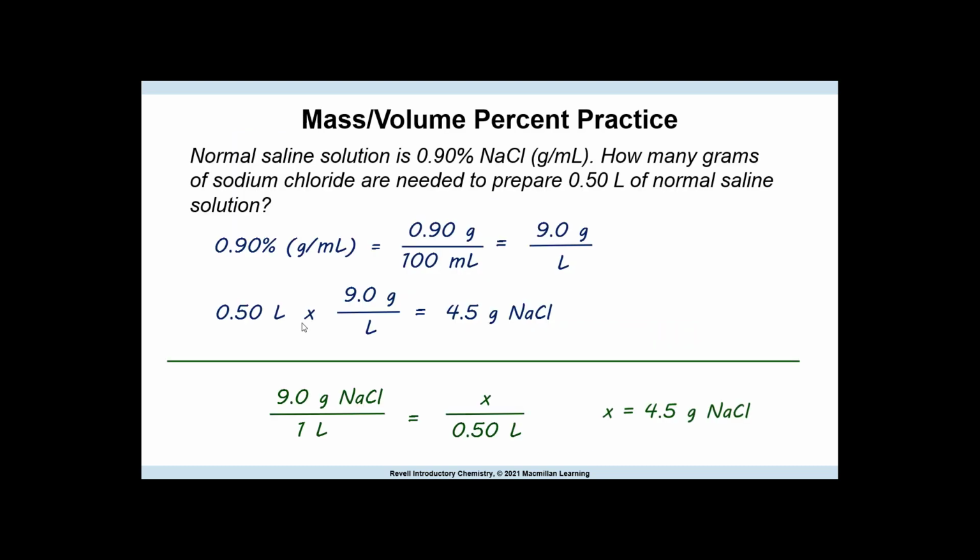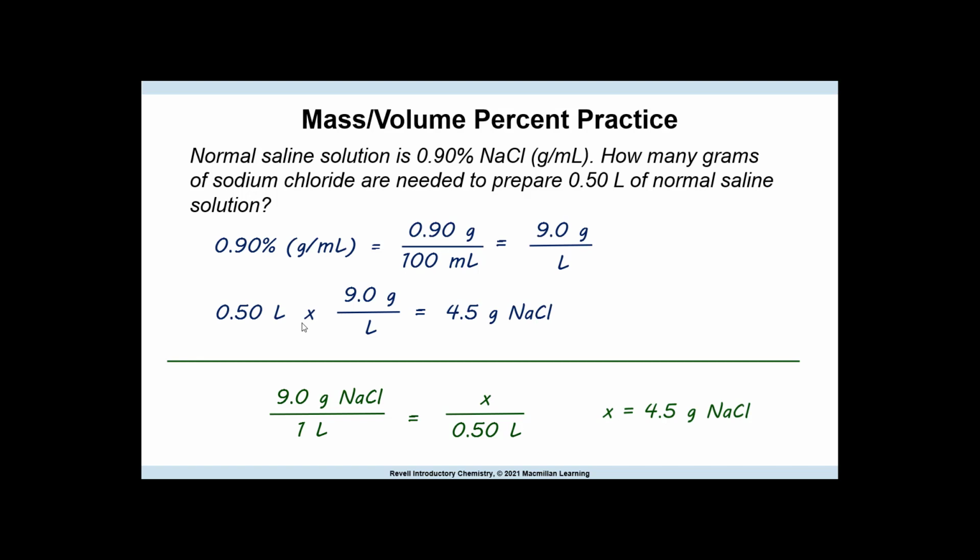All right, so let's look at a problem. Normal saline solution is 0.90% sodium chloride. That's grams per mL. How many grams of sodium chloride are needed to prepare 0.50 liters of normal saline solution?